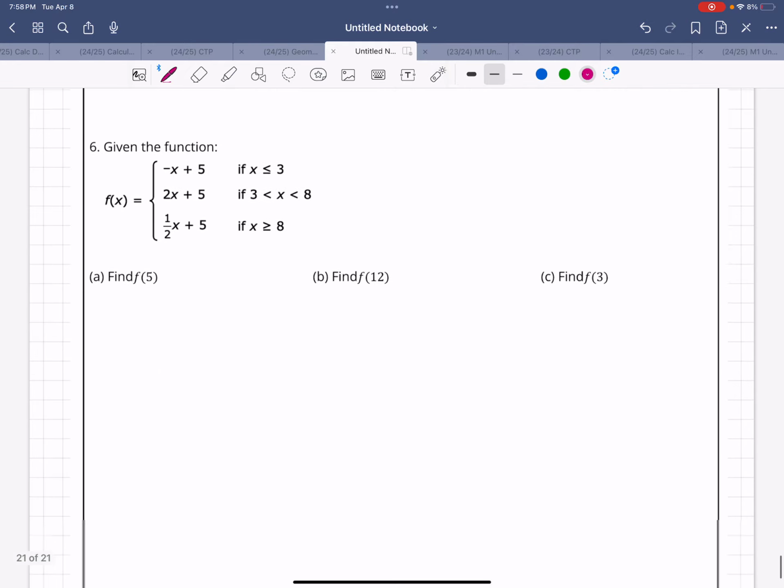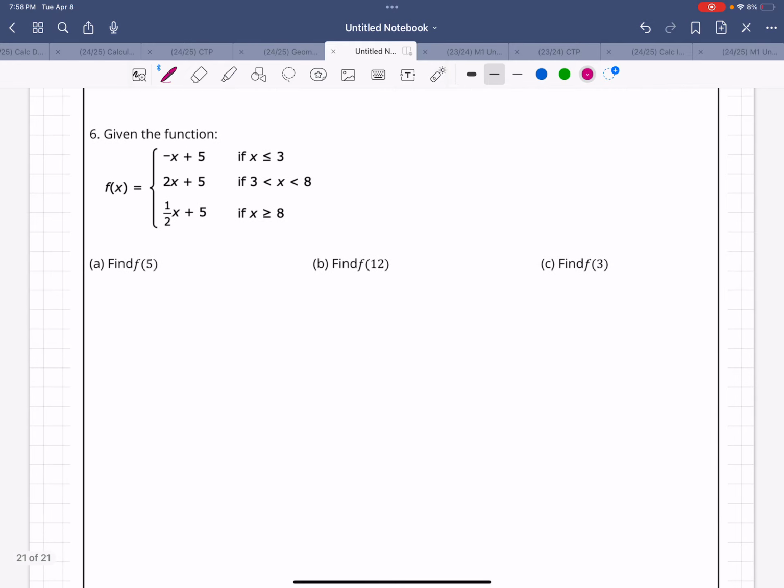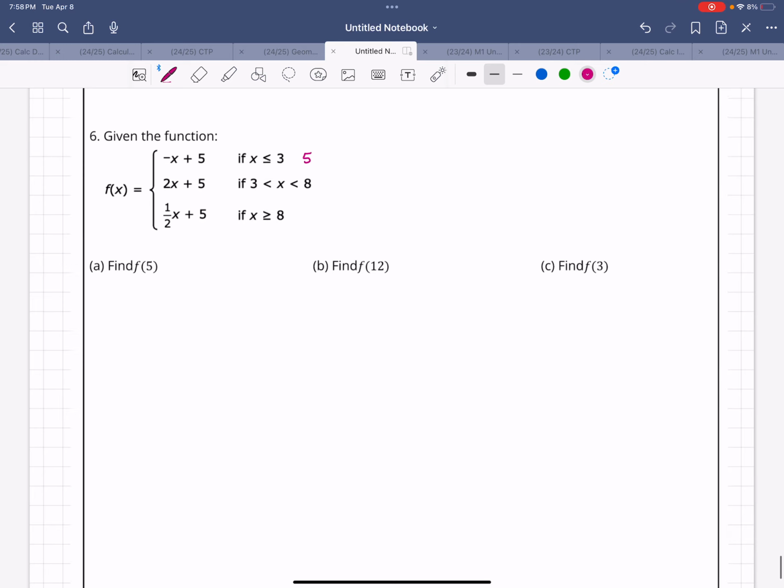Excellent. Let's move to number 6. This one has 3 pieces. Our first problem is f of 5. You go through and say, is 5 less than or equal to 3? No. Is 5 between 3 and 8? Yes. So that means we are using this piece: 2 times, instead of writing x, we write 5. 2 times 5 plus 5. 10 plus 5 is equal to 15.